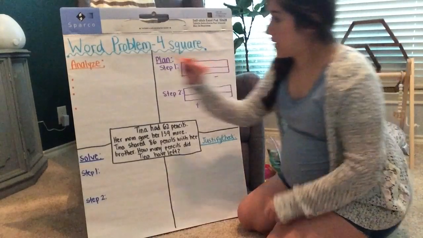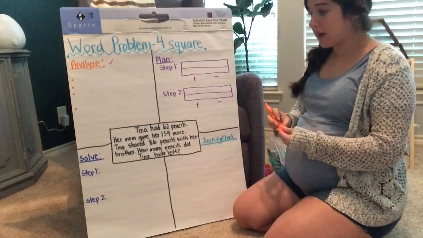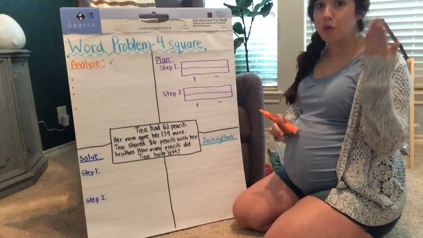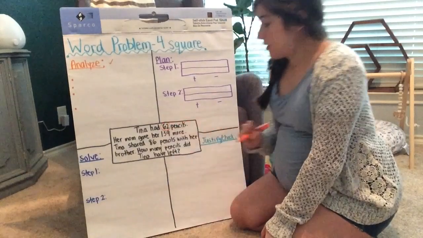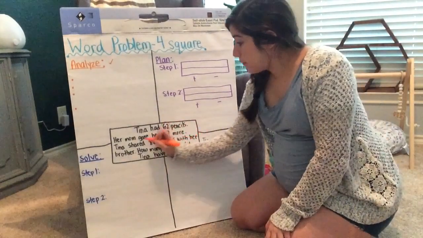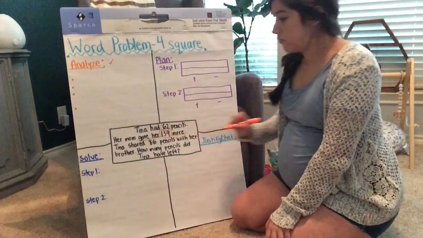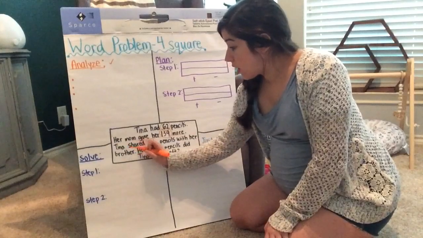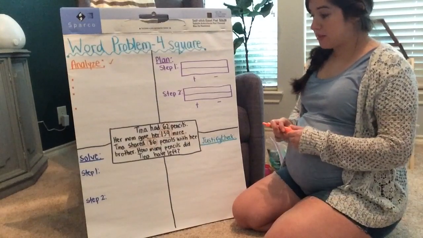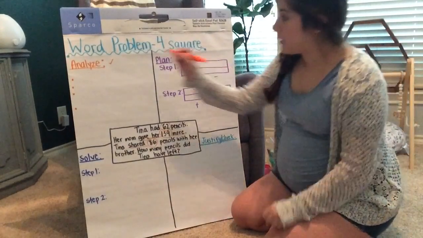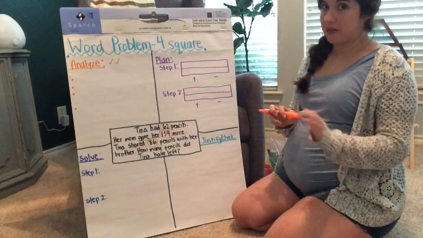So I have officially read it once, and I always like to put little check marks so I can keep count of how many times I've read it. Now the second time I read it, I like to go through and also circle what's important. Tina had 62 pencils. Her mom gave her 139 more. Tina shared 86 pencils with her brother. How many pencils did Tina have left? I've read it twice, so I like to put a little check.